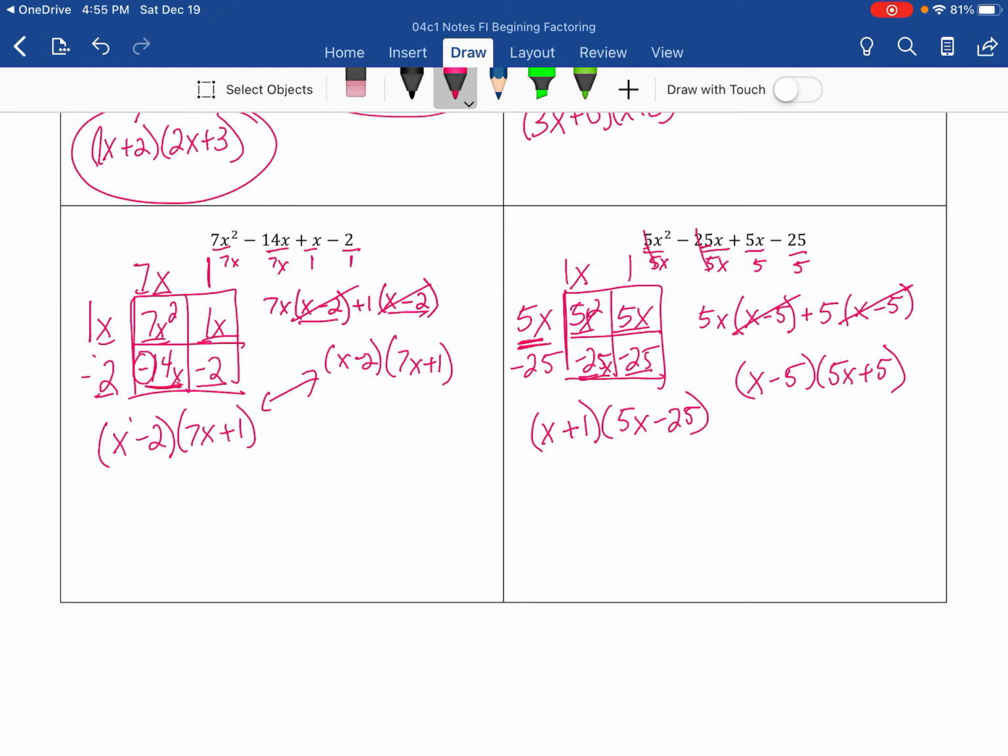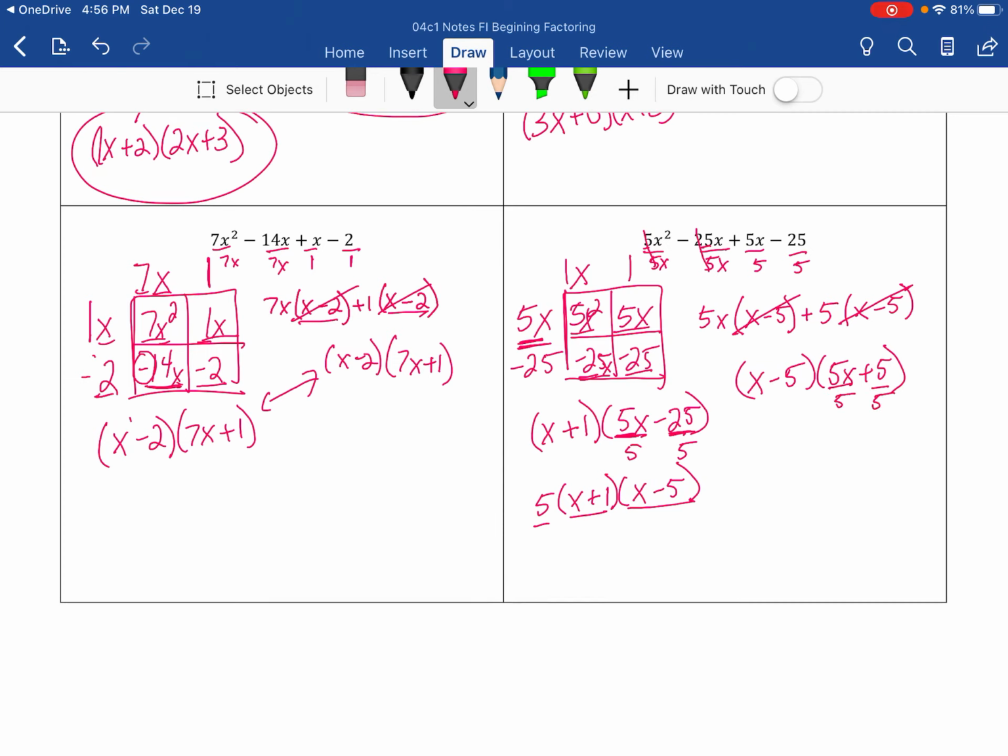Now, you're asking me, you're like, Miss Holly, you got something different for each of these. The problem is these are not factored completely, okay? So what I notice is these have a common factor. 5x and 25, they have a common factor of 5. So I can actually factor another 5 out. And so this ends up being 5 times x plus 1 times x minus 5.